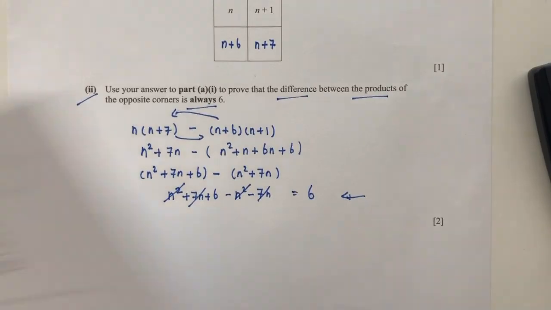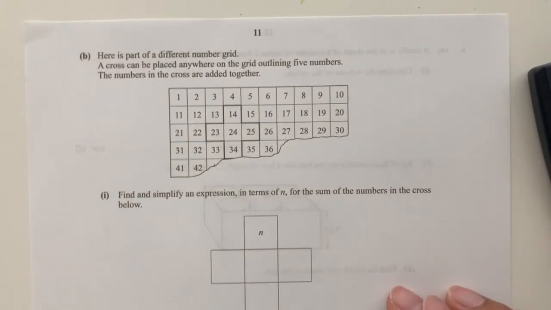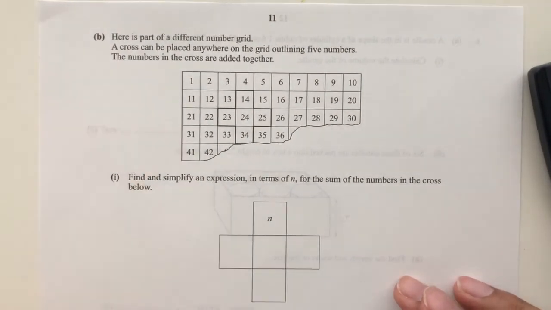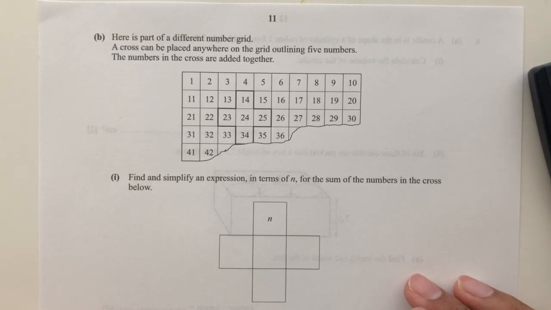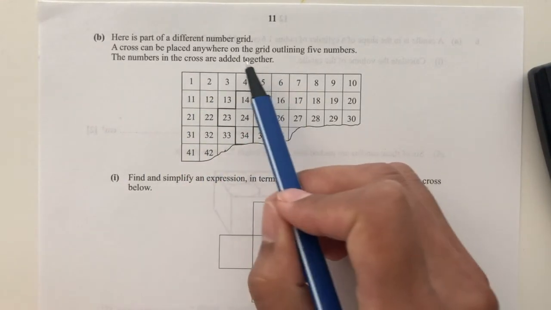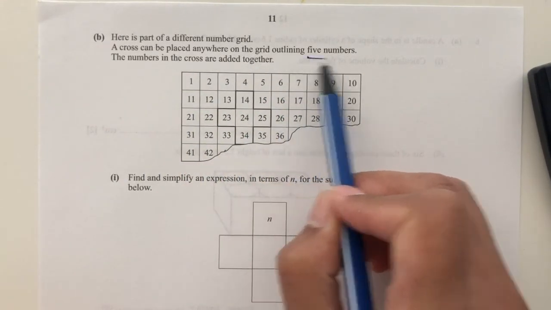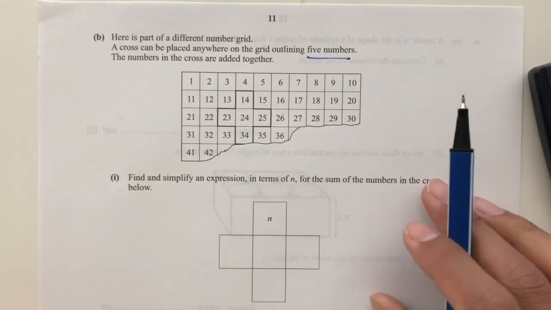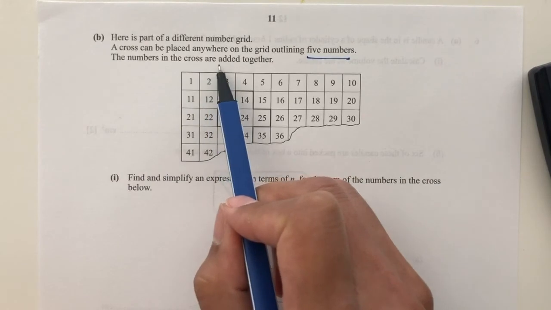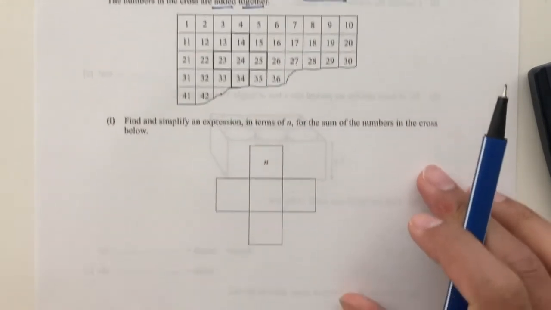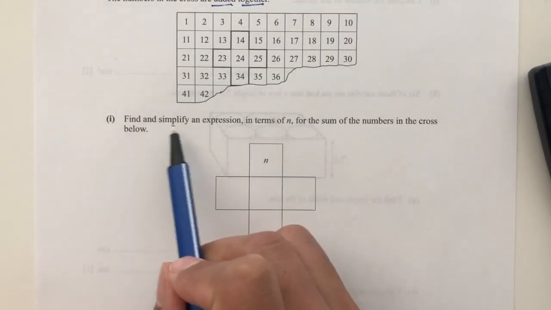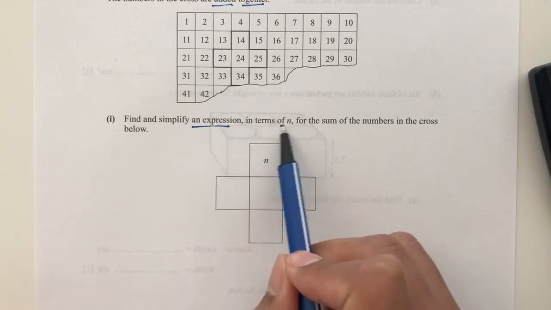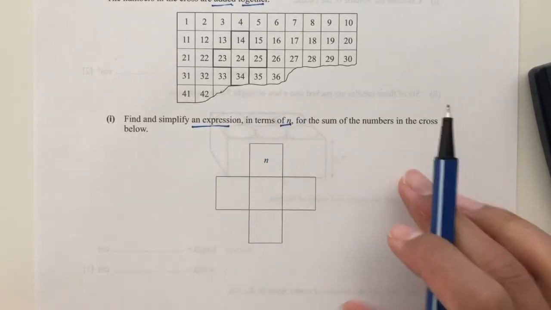Now moving on to part 11. It says here is a part of a different number grid. A cross can be placed anywhere on the grid outlining 5 numbers. Now we have a cross which has 5 numbers in the cross. The numbers in the cross are added together. So find and simplify an expression in terms of n for the sum of the cross.